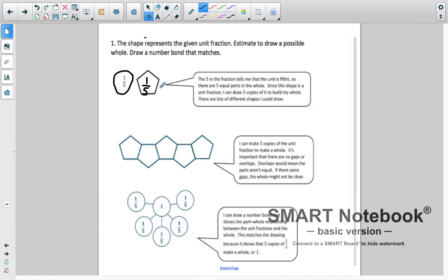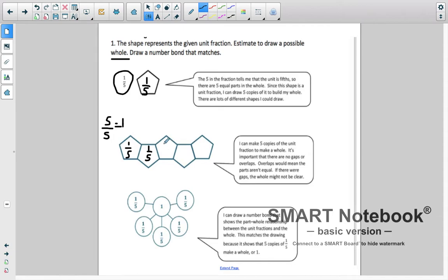Now they want us to draw a whole. So that means I have to look at my bottom number, which is 5. I have to have 5 pieces of this shape to get 5/5. Remember, when we have the same number on the top and on the bottom, that always equals 1 whole. So let's look at this shape right here. They have 1, 2, 3, 4, 5. That's good. They have 5 pieces of this shape. Each of these shapes equals 1/5.